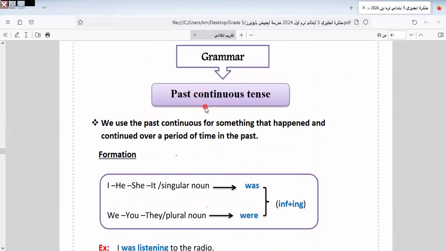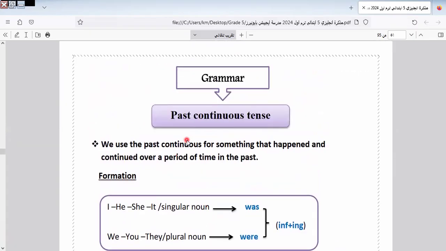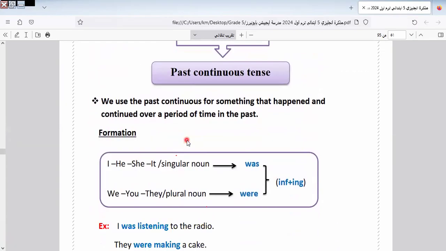In this unit, we have an important grammar lesson. It's called past continuous tense. Let's learn when we use the past continuous tense. I would like to say something, grade 5. I explained the tenses in the videos on my channel. You can return to them and revise what I told you. But I will remind you what I said about this tense.